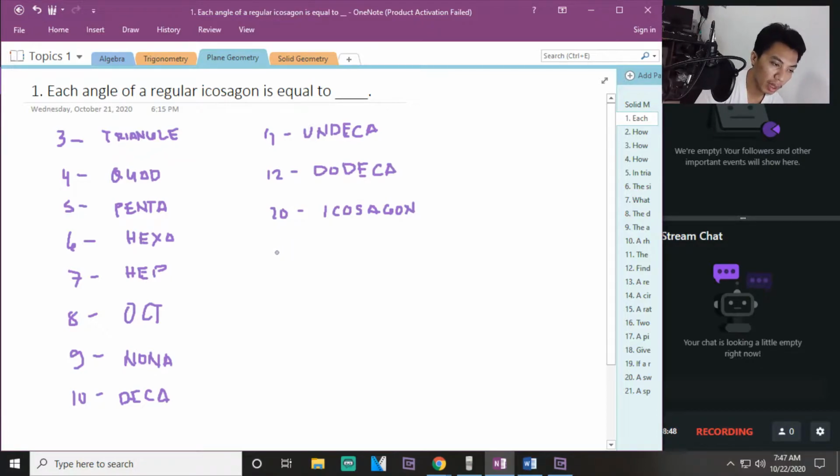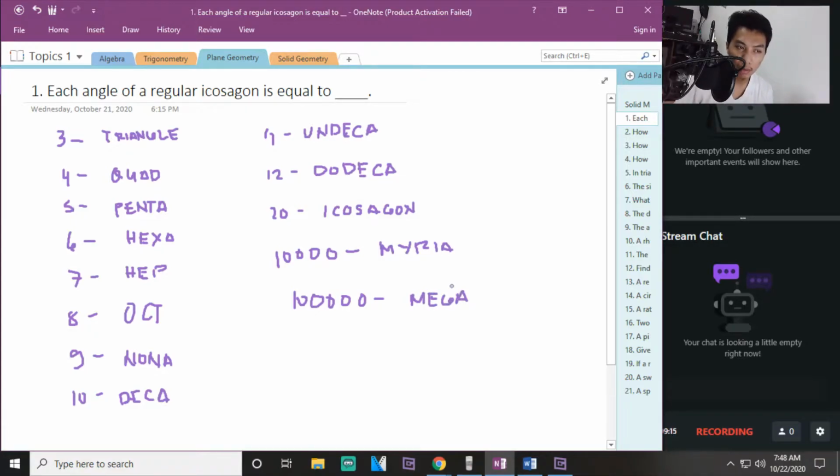Kapag 10,000 sides, anong tawag dyan? Miriagon. Kapag 1 million sides, megagon. Pag 100,000, meganon? So, this is miriagon. Pag 100,000, meganon. Paano kapag 10 million sides? Walang ganun. Okay? 10 million sides, walang ganun.